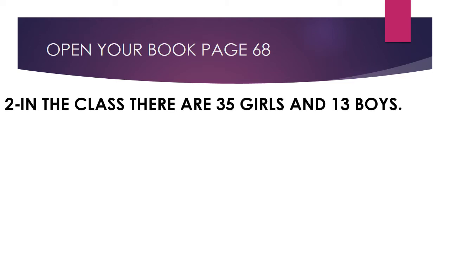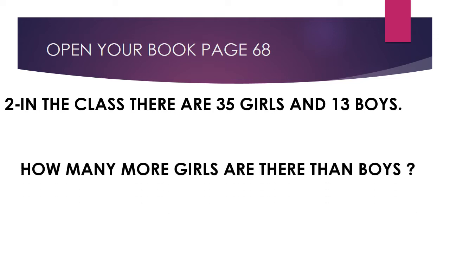Let's listen to our second story problem. In the class, there are 35 girls and 13 boys. How many more girls are there than the boys? What is the first thing we are going to do? Excellent! We will circle the large number, which is 35, and make a square on the smallest number, which is 13. And which word are we going to make a circle on? Excellent! More!